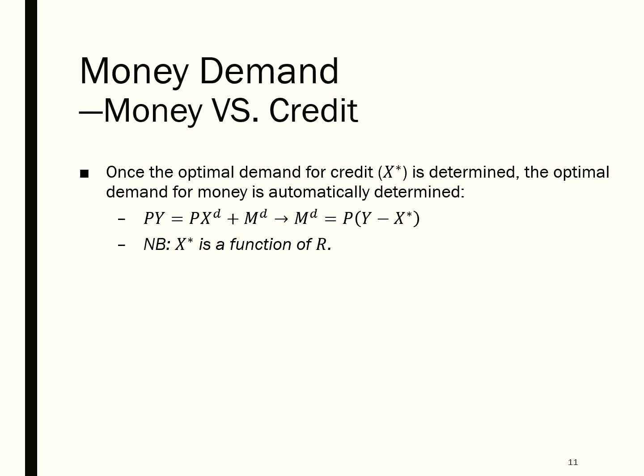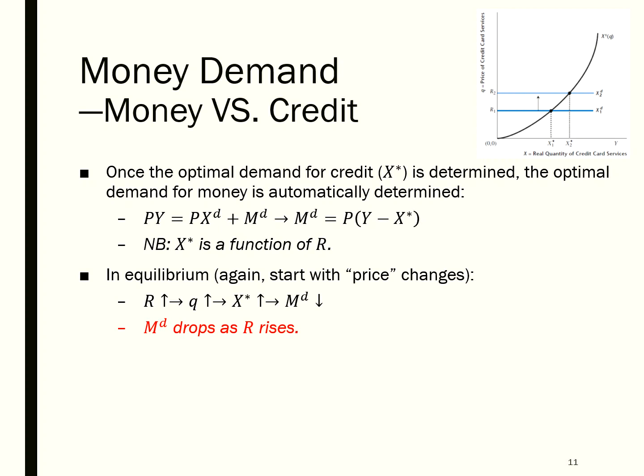Okay, we change X from XD to X star because it is in equilibrium. In equilibrium, it is X star. Remember that X star is actually a function of R. To see that, let me show you the reaction chain here.